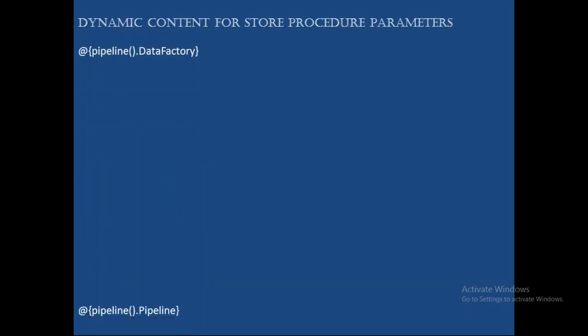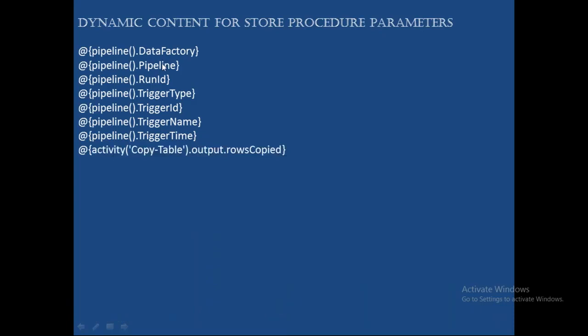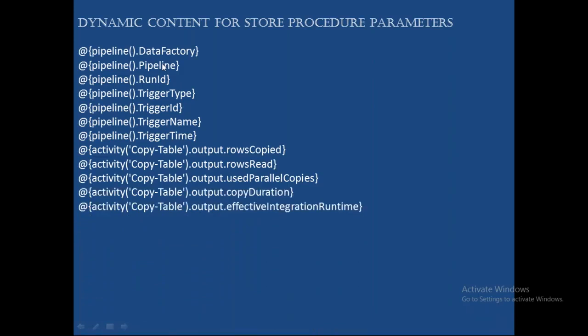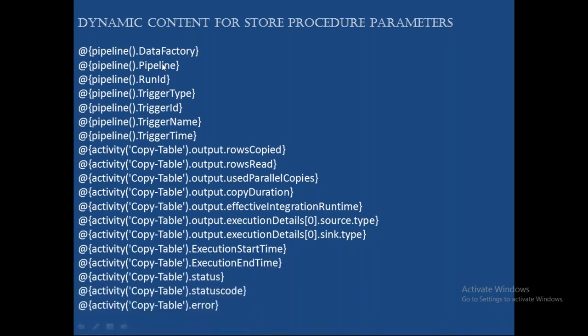Data factory, if you want to get the data factory name, this one, pipeline name, run ID, trigger type, trigger ID, trigger name, and trigger time. Okay, so up to here all these are pipeline().DataFactory, pipeline().Pipeline, pipeline().RunId, all these things. Now from here, specific to copy activity: output.rowsCopied, output.rowsRead, output.usedParallelCopies, output.copyDuration, effectiveIntegrationRuntime, output.executionDetails[0].source.type, sink type, execution start time, end time, status, code, and error. Okay, these are the dynamic expressions we need to use.